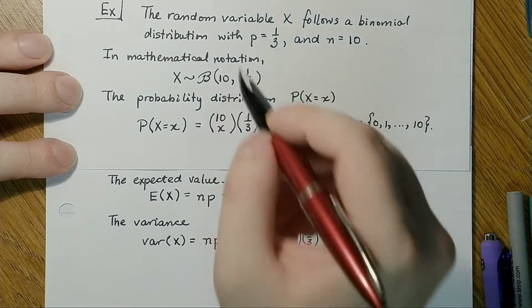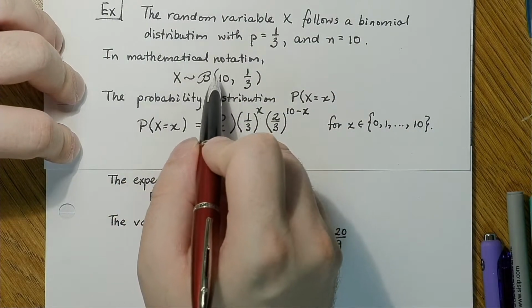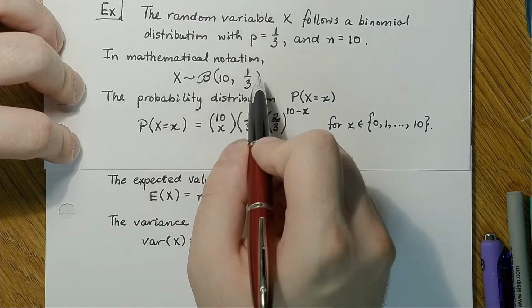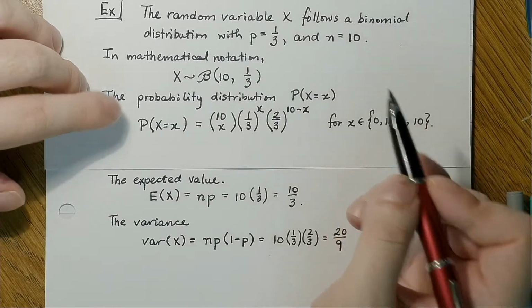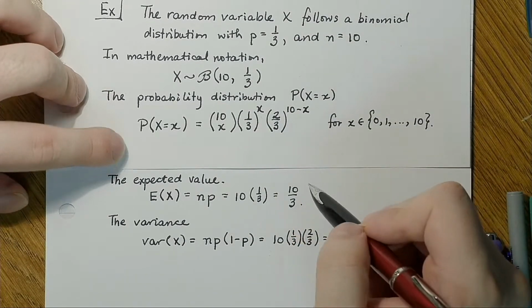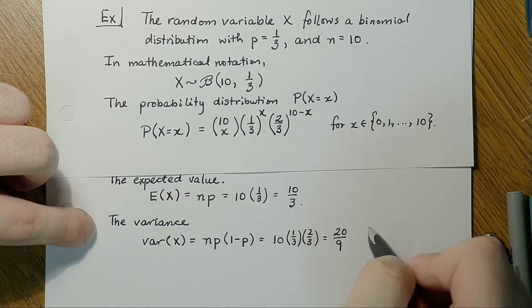So just with this little bit of information, that x follows a binomial with 10 trials and a success probability of 1/3, it tells me a lot. I can generate the probability distribution, the expected value, and the variance very quickly.